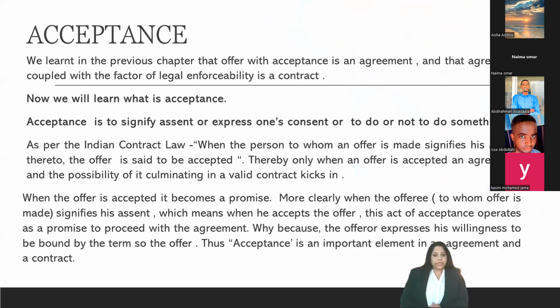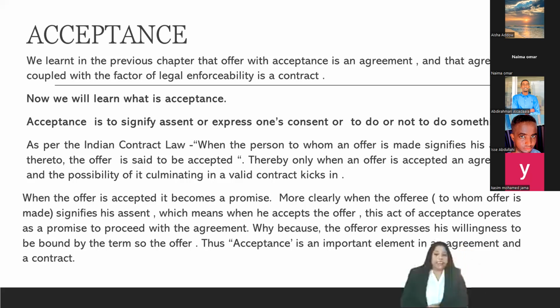Acceptance is an essential element of a valid contract and a valid agreement. There has to be a party who accepts the terms and conditions which are adumbrated in an agreement or in a contract. An agreement that is coupled with legal enforceability, as we said earlier, is a contract. So what is this acceptance? Of course, you already know acceptance in your mind.